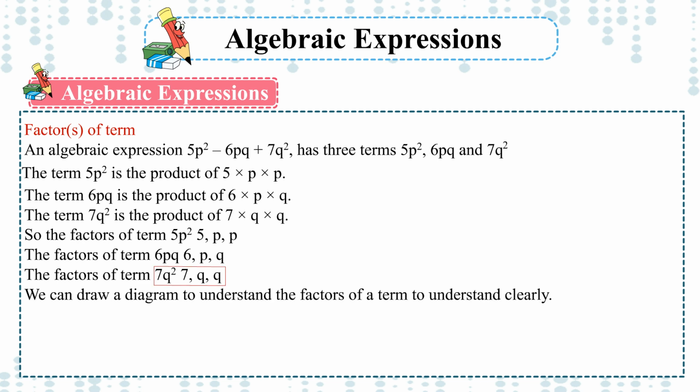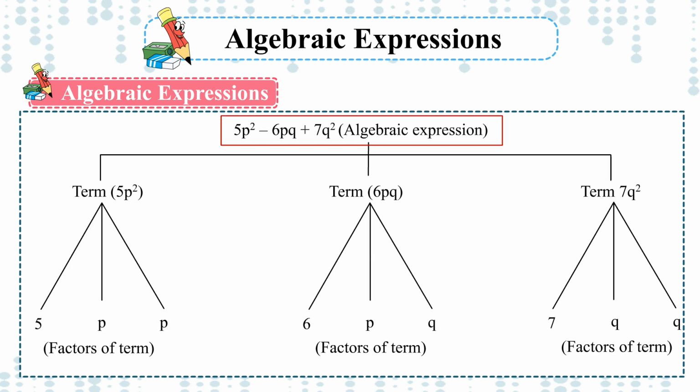5p raised to the power 2 minus 6pq plus 7q raised to the power 2, algebraic expression. Term 5p raised to the power 2, term 6pq, term 7q raised to the power 2. Factors of term 5p raised to the power 2: 5, p, p. Factors of term 6pq: 6, p, q. Factors of term 7q raised to the power 2: 7, q, q. Coefficients.